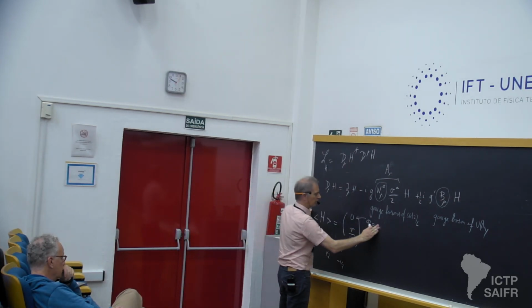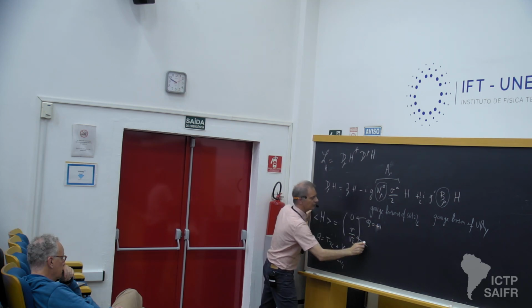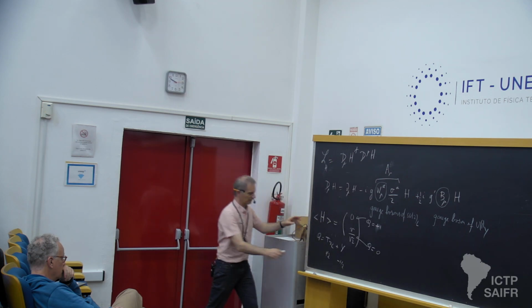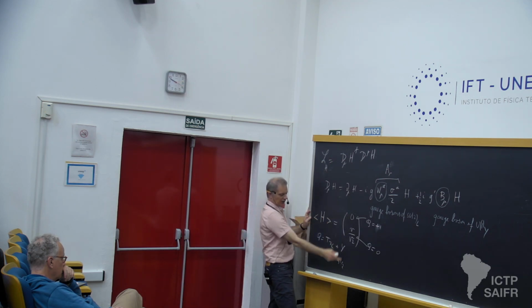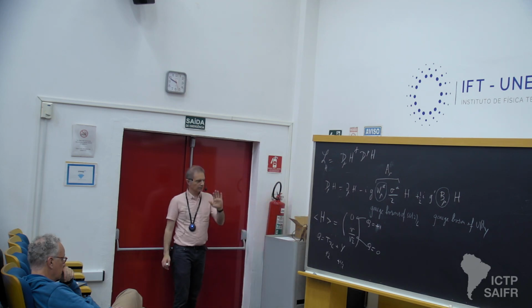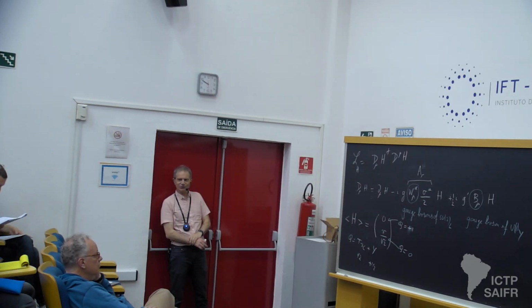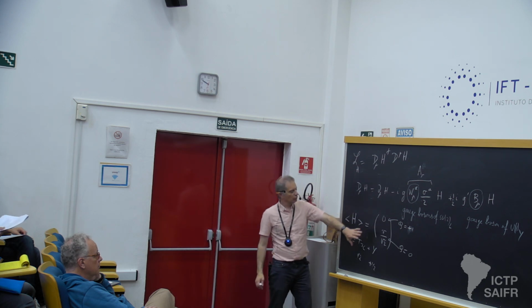No, it's +1. Sorry. And the electric charge of the lower component is 0. That's it, right? The upper component is +1/2, +1/2, so electric charge +1, and the lower component is -1/2, +1/2, which is 0. Okay, so everything is consistent. I didn't make any mistake, sorry. Which is good, right?